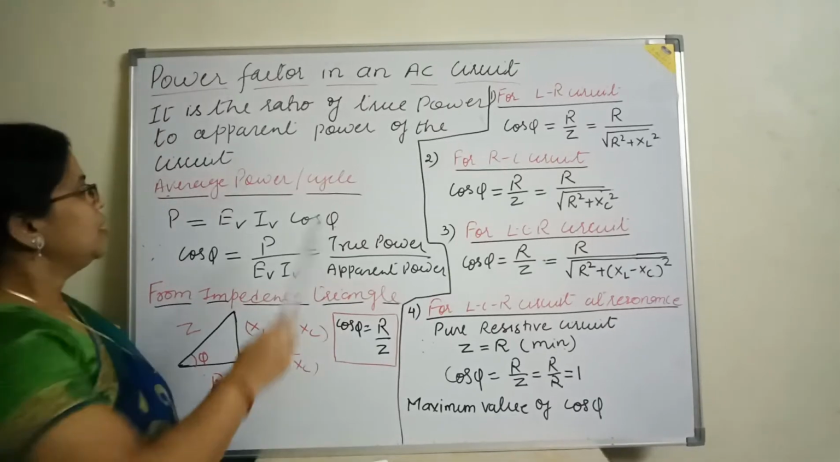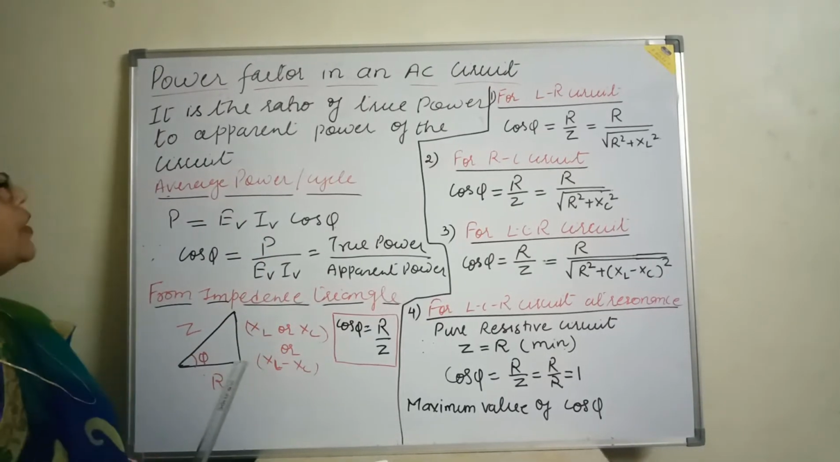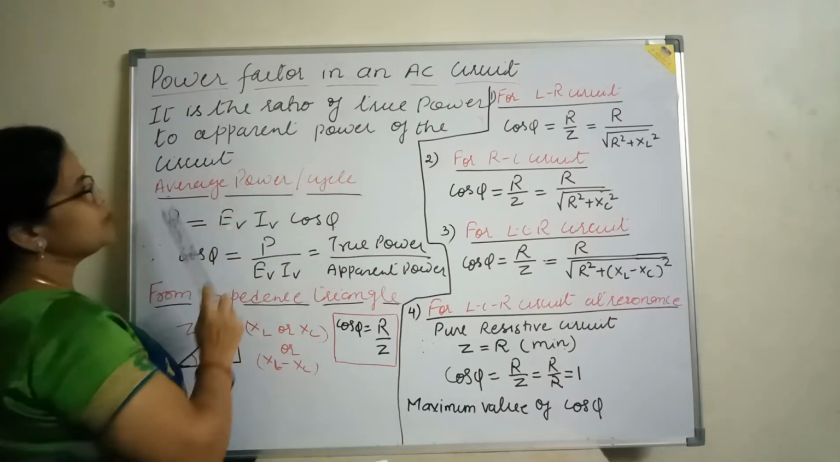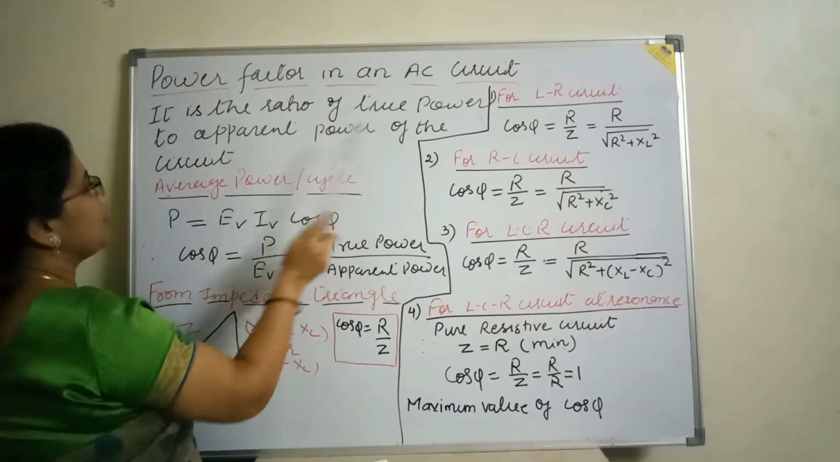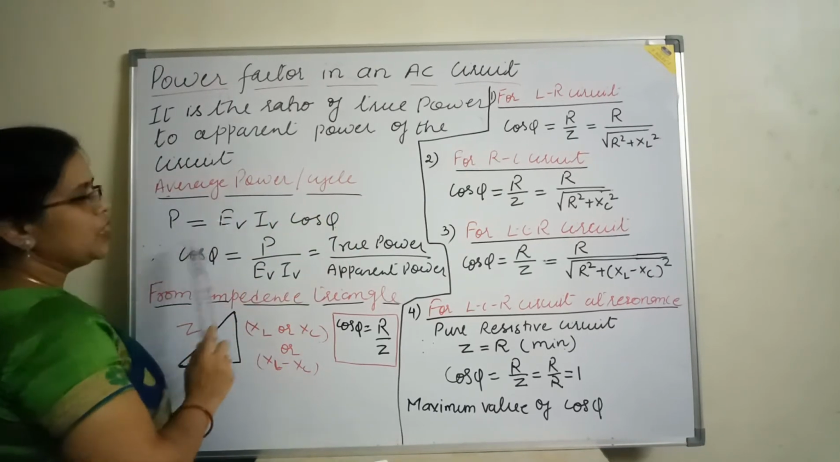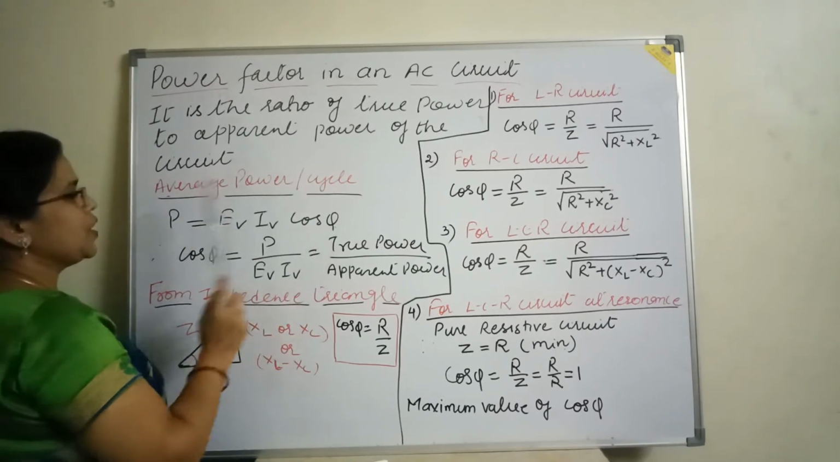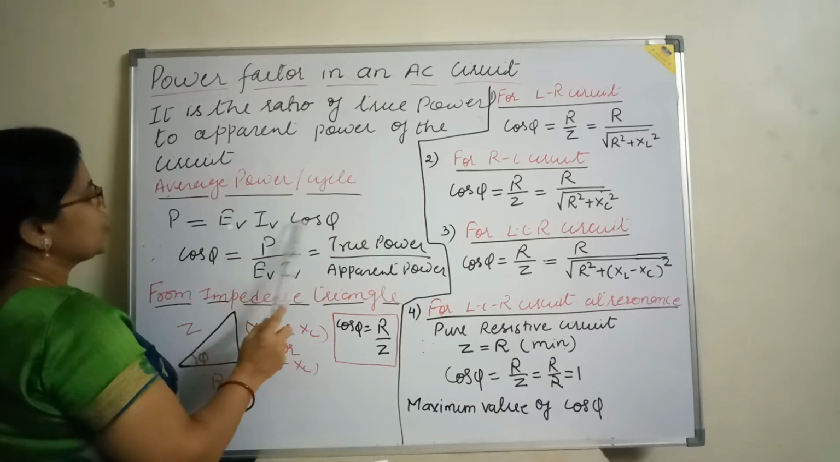Here is the complete explanation of the power factor in an AC circuit. Power factor in an AC circuit is basically the ratio of the true power to the apparent power of the circuit. Now we have an expression of the average power, E_v I_v cos phi. So P average is equal to E_v I_v cos phi.